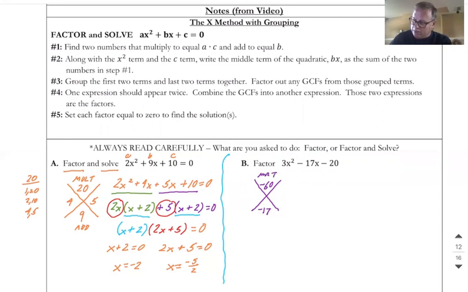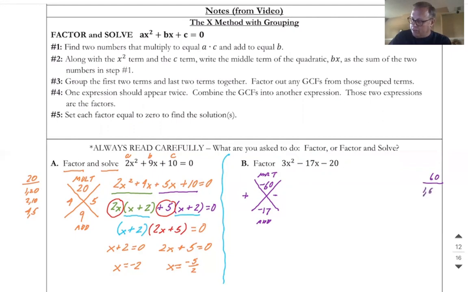I have to find 2 numbers that multiply to -60 that add up to -17. Ooh. So that tells me one has to be positive and one has to be negative. Let's make a note here, positive and negative. Okay, let's do this over to the right here. Let's think 60. What makes 60?